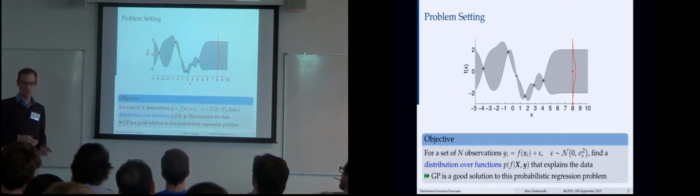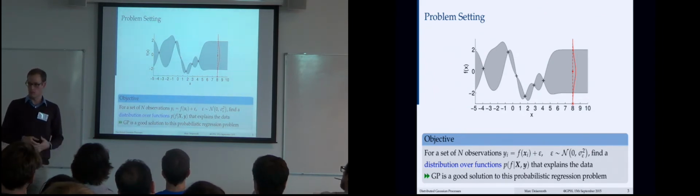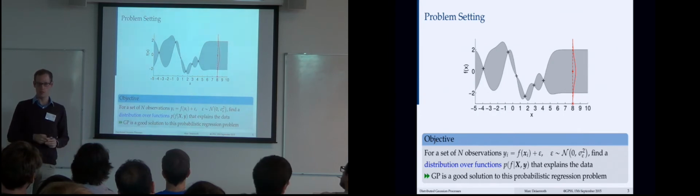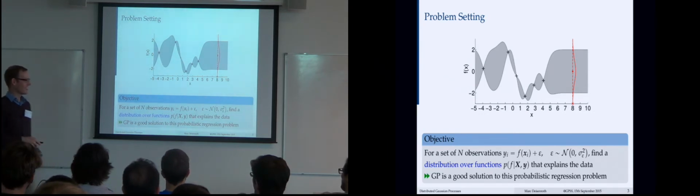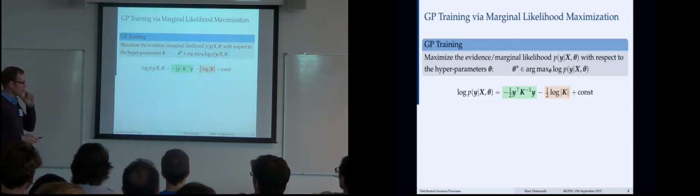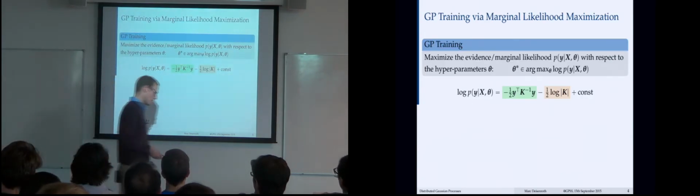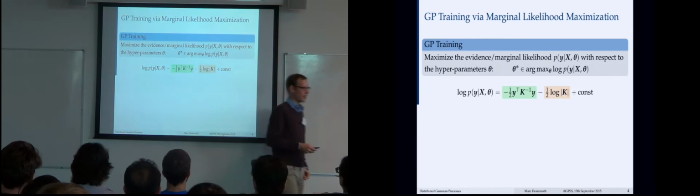And a Gaussian process is a good solution for this particular probabilistic regression problem. So I think after 2 days of GP workshop, I believe we can assume that at least parts of the audience agree with this. So I'm going to step immediately into the Gaussian process training here.